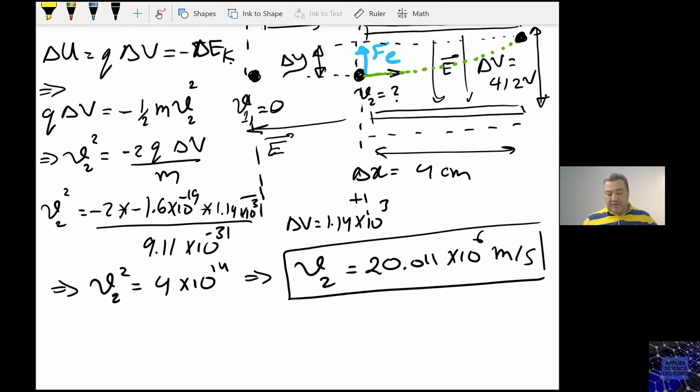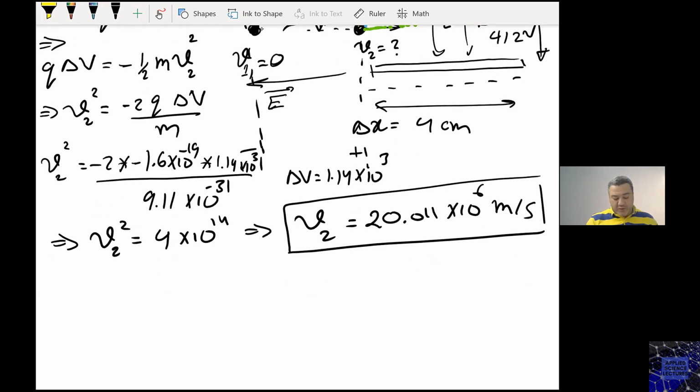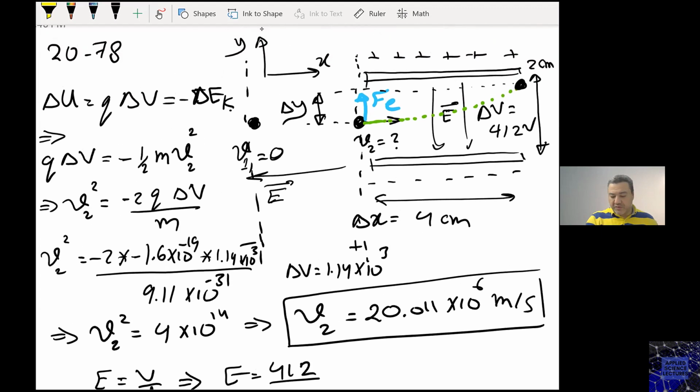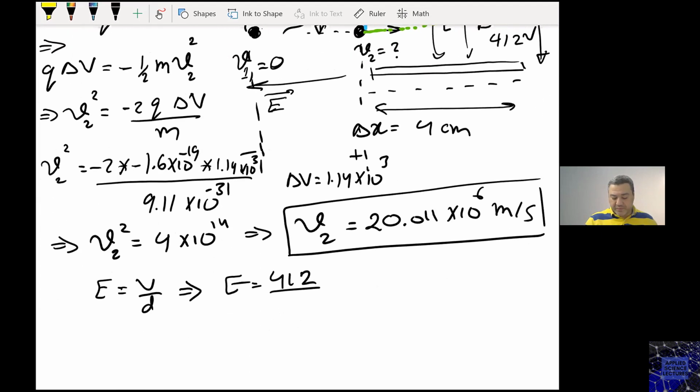Now I need to calculate delta Y. So in order to calculate delta Y, first let me calculate the acceleration caused by the electric field, or the force exerted on this electron due to this uniform electric field. I know, number one, the electric field is V over D, 412 divided by the distance here, 2 centimeters.